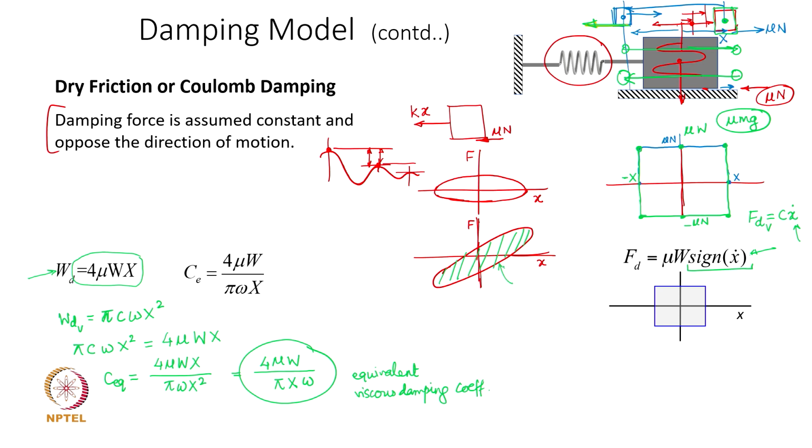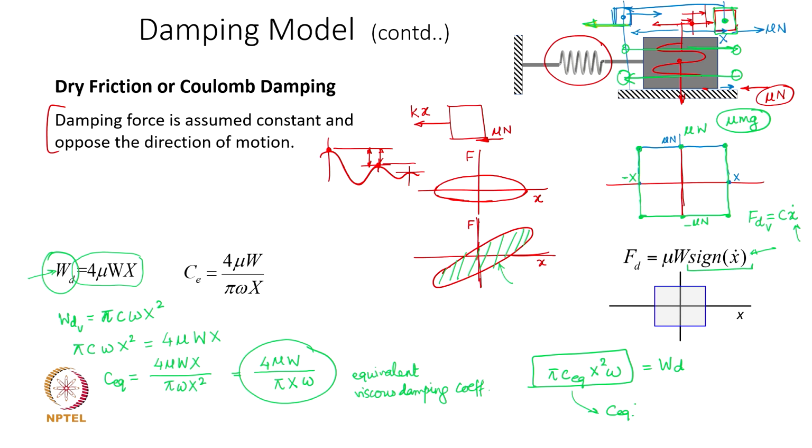So, it does not matter whether the dissipating force is contributed by viscous damping or Coulomb damping or structural damping. Once we get the area under this graph, which actually means that we are getting WD, we simply equate it with the expression for the viscous damping case, and we equate that area, and then from that we get the equivalent viscous damping coefficient.